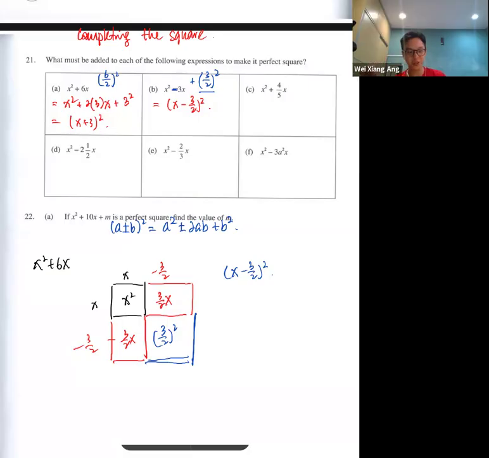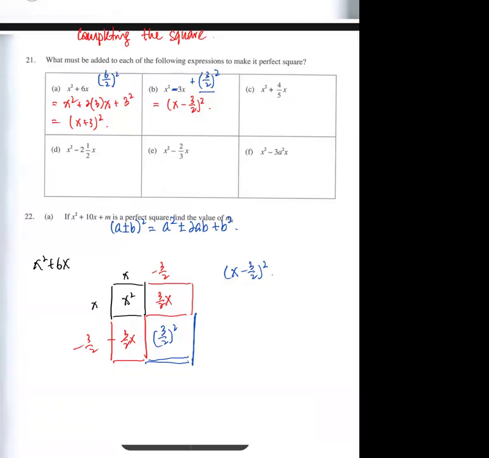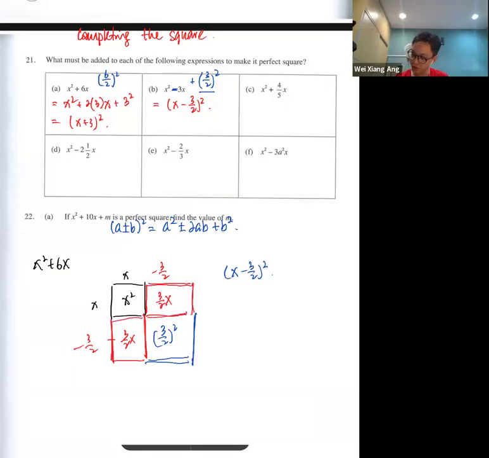I just draw the picture at the bottom. So I take the red color rectangle, I break it in half. And this red color rectangle, I broke it in half already. I put the other half at the bottom here. Okay, then to complete the square, I add in the blue color square.